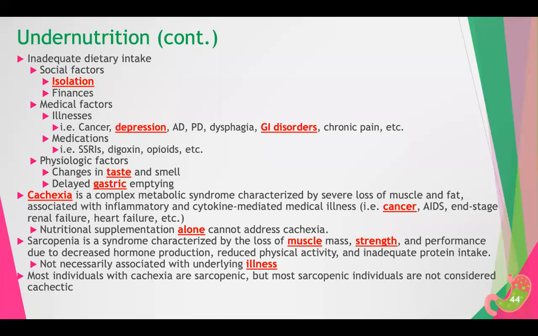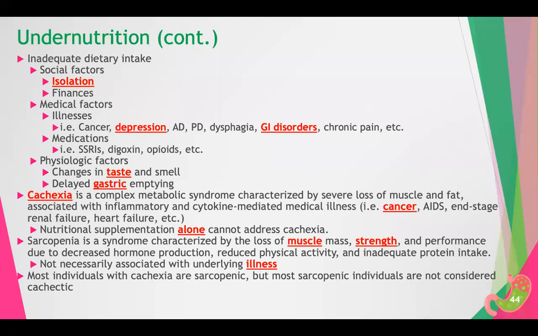But then another cause for malnutrition would be sarcopenia, which is a syndrome characterized by a loss of muscle mass, strength, and performance due to a decrease in hormone production, decreased physical activity, and inadequate protein intake. And sarcopenia is not necessarily associated with an underlying illness. And with sarcopenia, they think that it could be due to a decrease in testosterone.